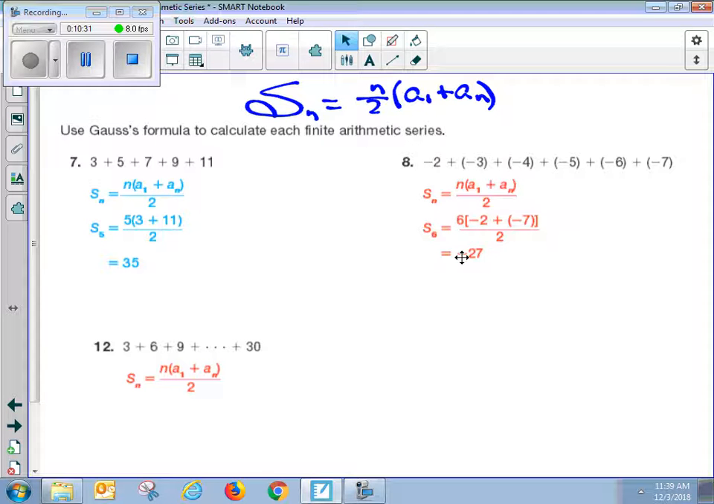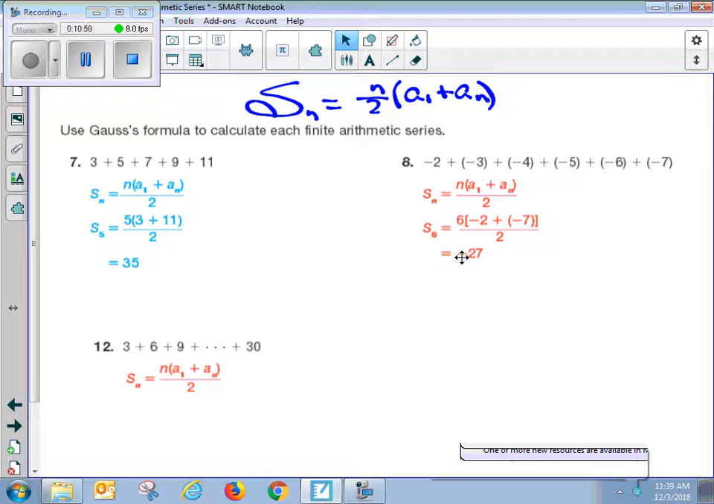So the question on the floor is, for the n on the outside right here, can I choose anything I want? There's 1, 2, 3, 4, 5, 6 terms. So specifically, I'm looking for the sum of the 6 terms.